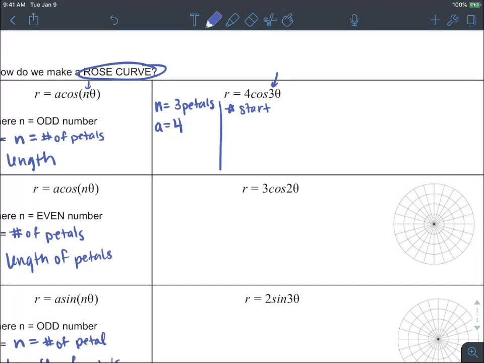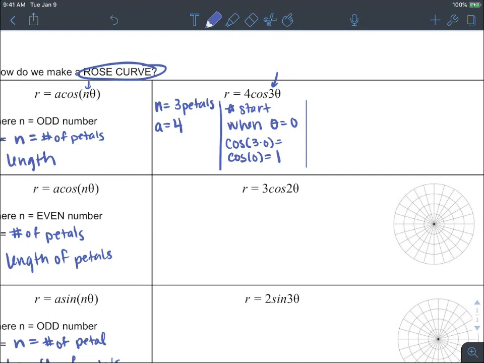So for cosine, it's a little bit easier because when theta is equal to 0, the petals are at the furthest length, right? So the cosine of 3 times 0 is equal to the cosine of 0, and that is 1. So that means that the petal is going to start from the furthest length, okay?